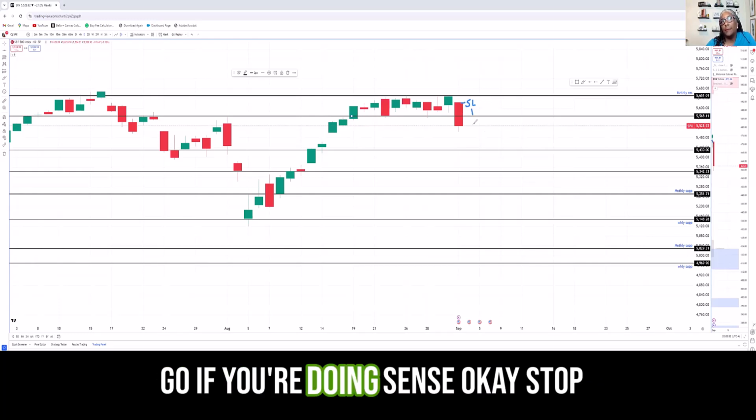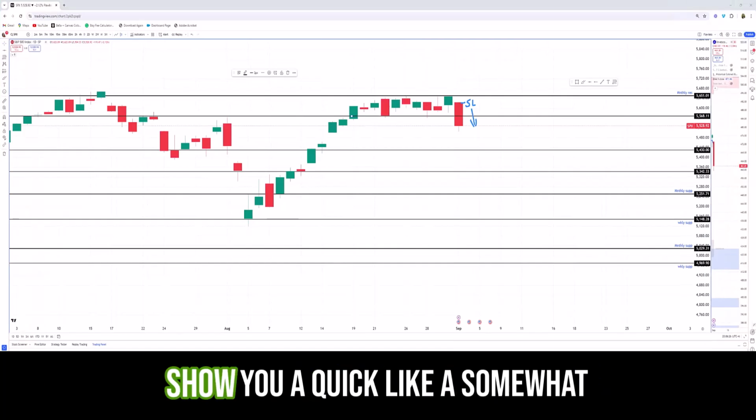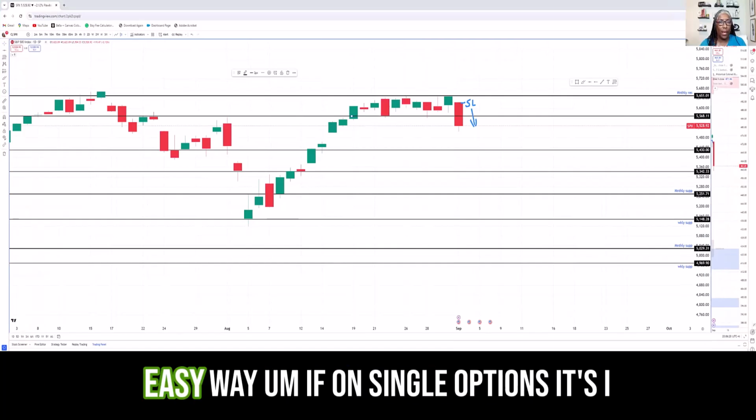If you're doing puts, okay? Stop loss at the top or the bottom of your entry candle. You can put stop loss. Okay. And I'm going to show you a somewhat easy way.